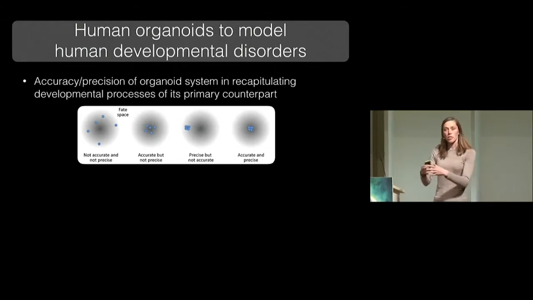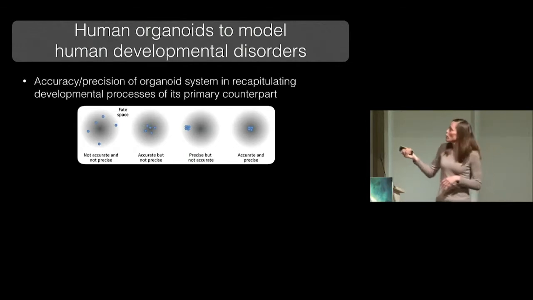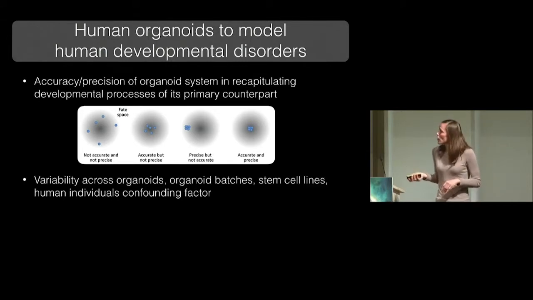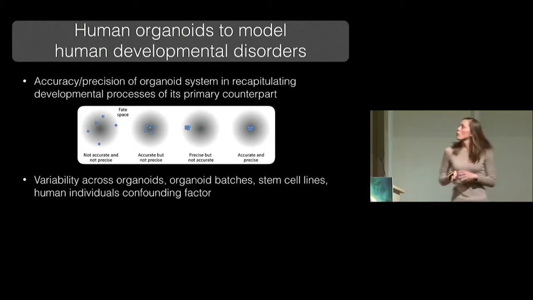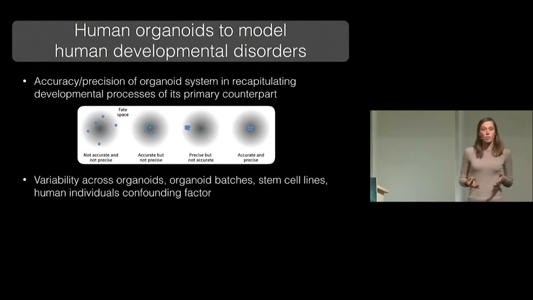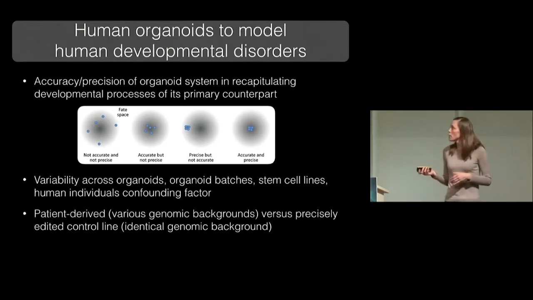It generates all kinds of cell fates that are not recapitulating what you want to do. You might be accurate such that on average you have the right fate, but it might not be precise because you have quite some variability. On the other side, it could be precise but not accurate. And of course, this is what we want: we want an accurately and precisely modeled cell state, and all the states that are in the organoid should be like that. We need to consider variability across organoids, organoid batches, lines, and human individuals, since these are confounding factors, such that if there's too much variability, we might just not see a disease phenotype.